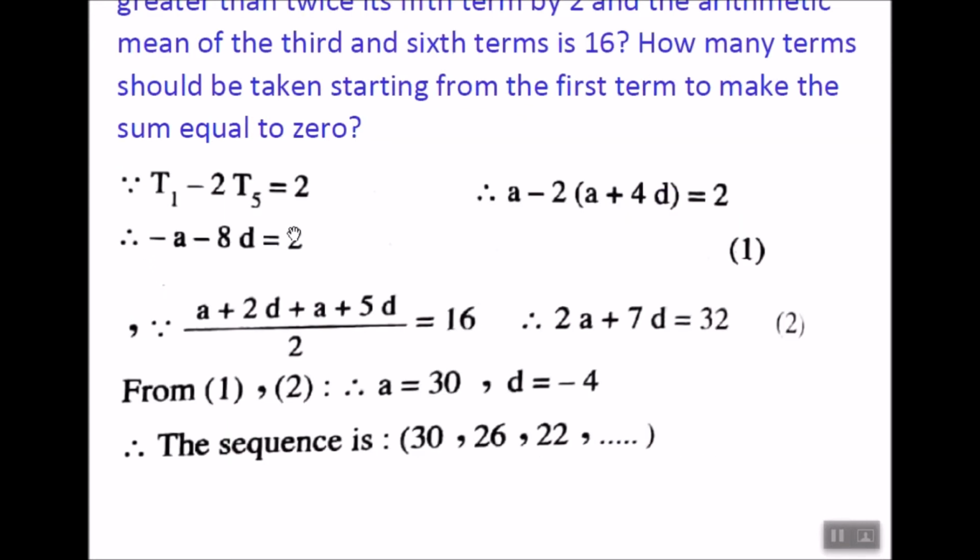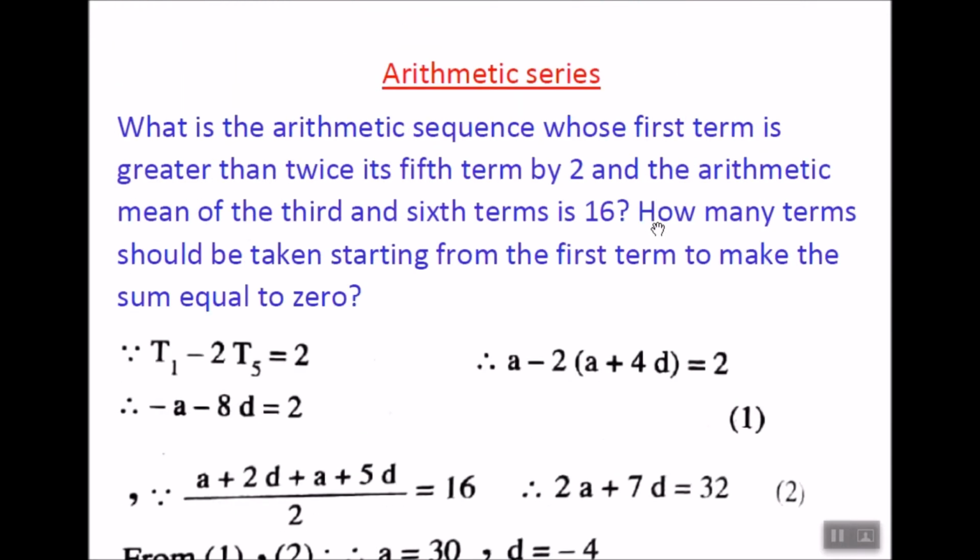Now we have two equations. This is equation 1 and this is equation 2. To solve the two equations, multiply equation 1 by 2, then add the two equations. a equals 30 and d equals negative 4. And the sequence starts with a equal 30, minus 4 to be 26, and minus 4 to be 22, and so on.